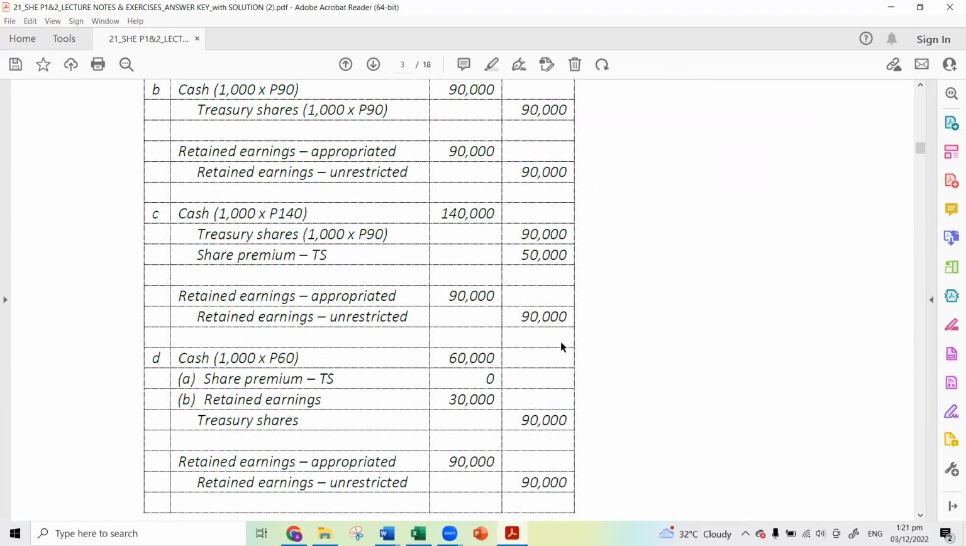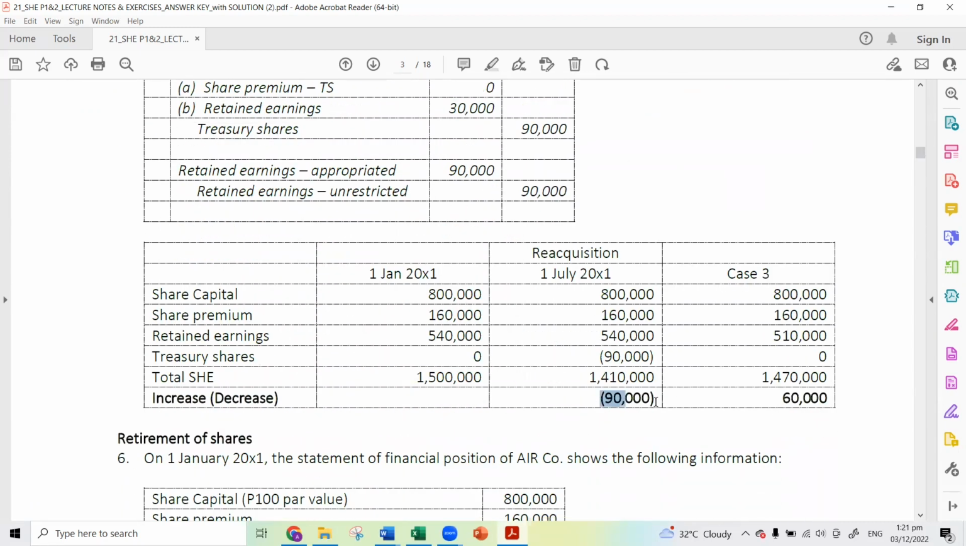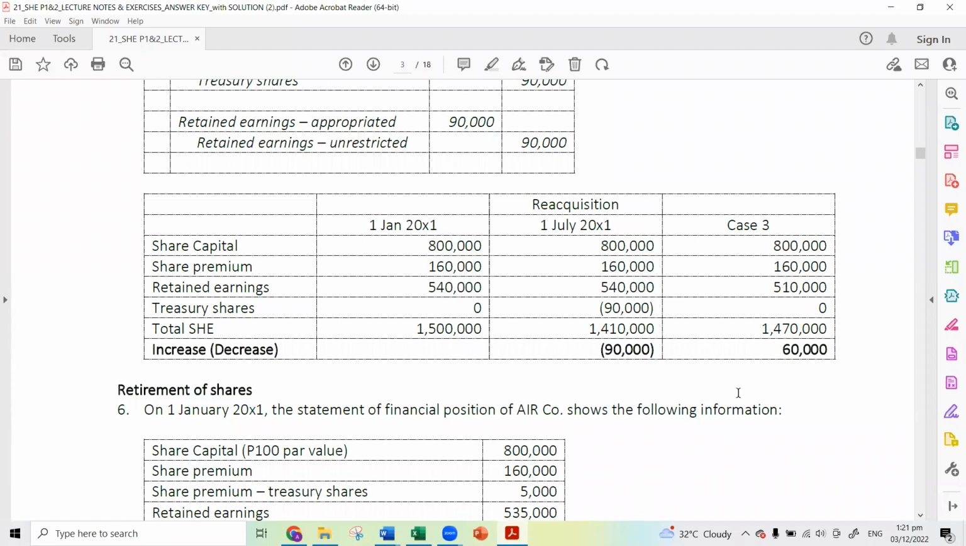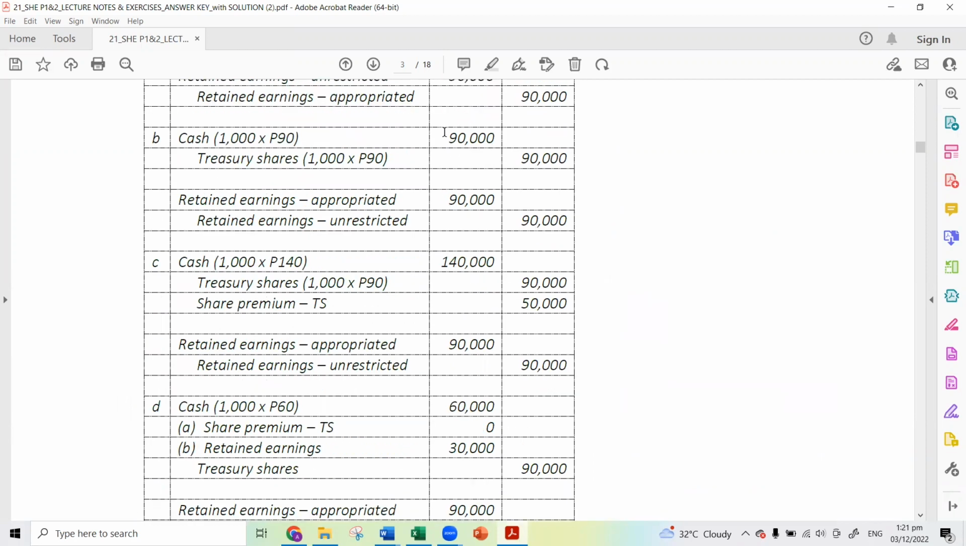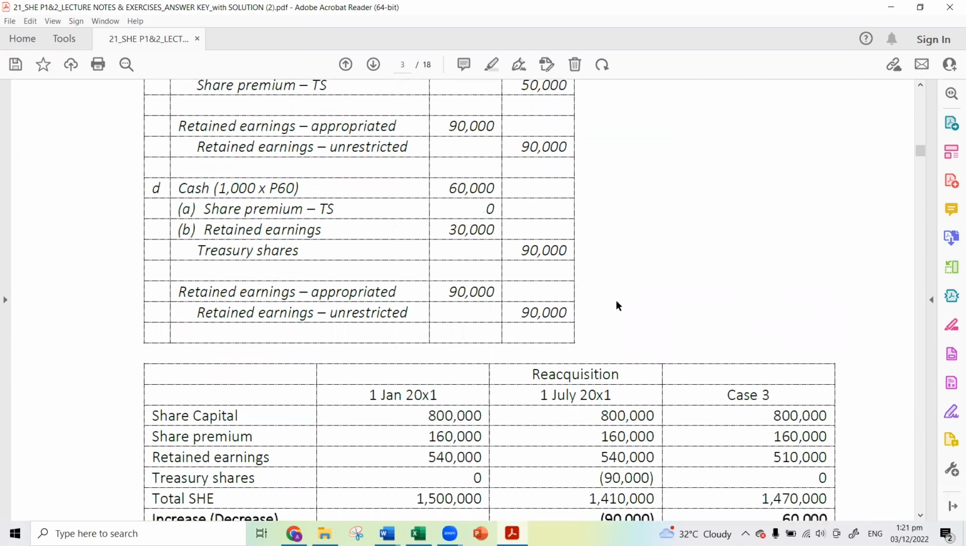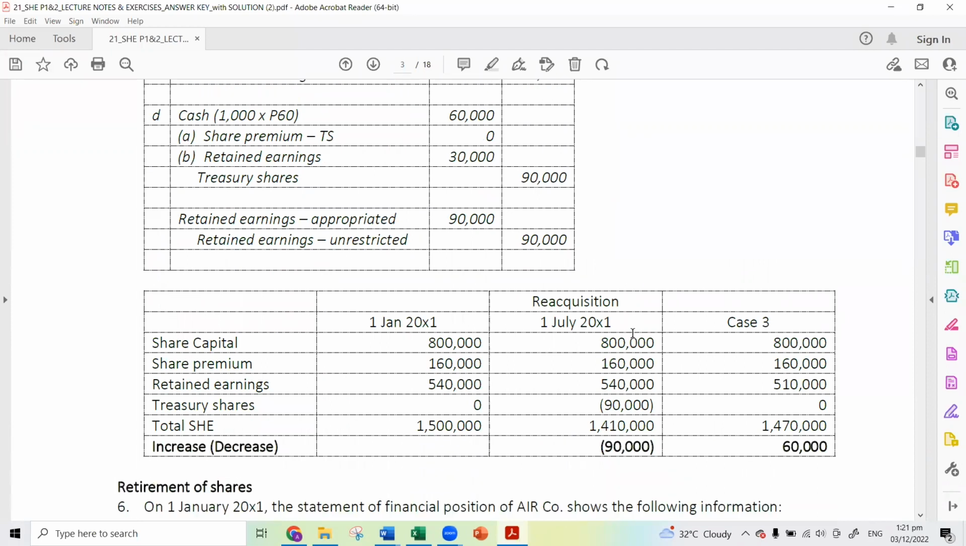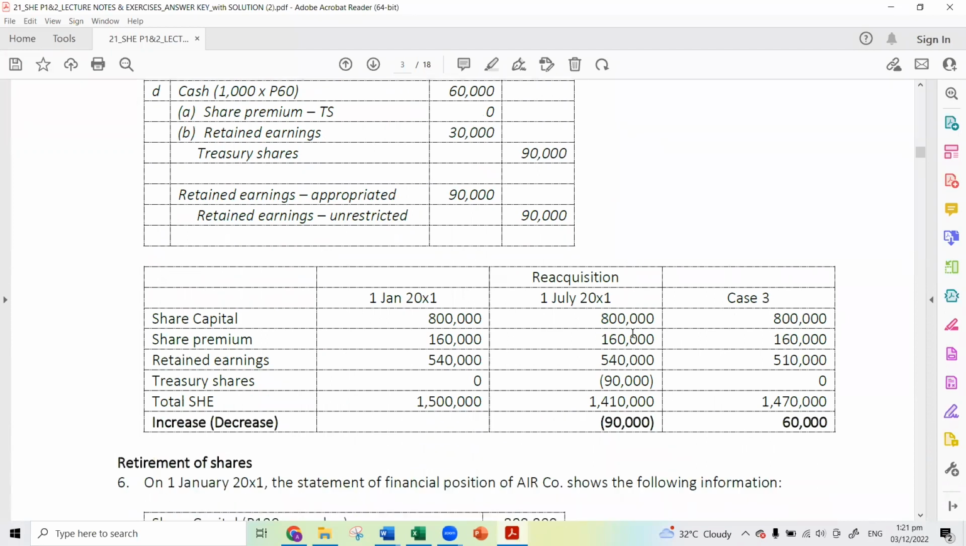Ito yung July 1. That is a decrease and the reissuance is an increase equal to the reissuance price. So, again, if you would notice, the reacquisition decreased the total stockholders' equity by the amount of the reacquisition cost, while the increase is equal to the reissuance price.